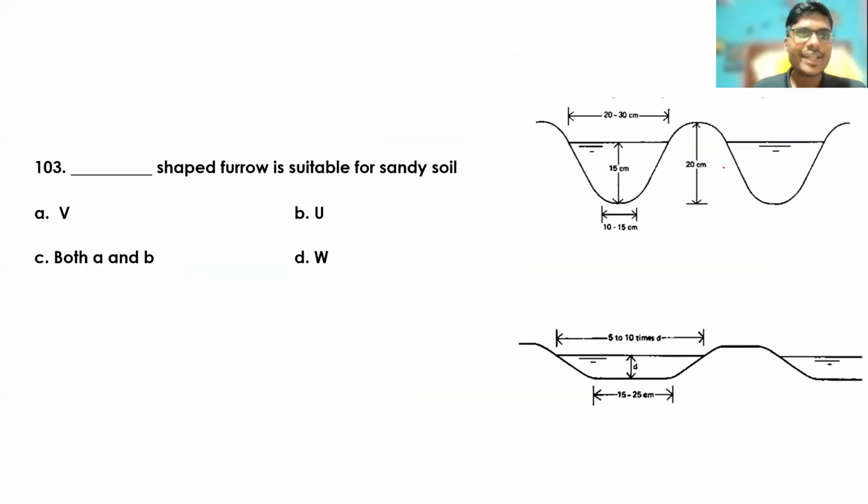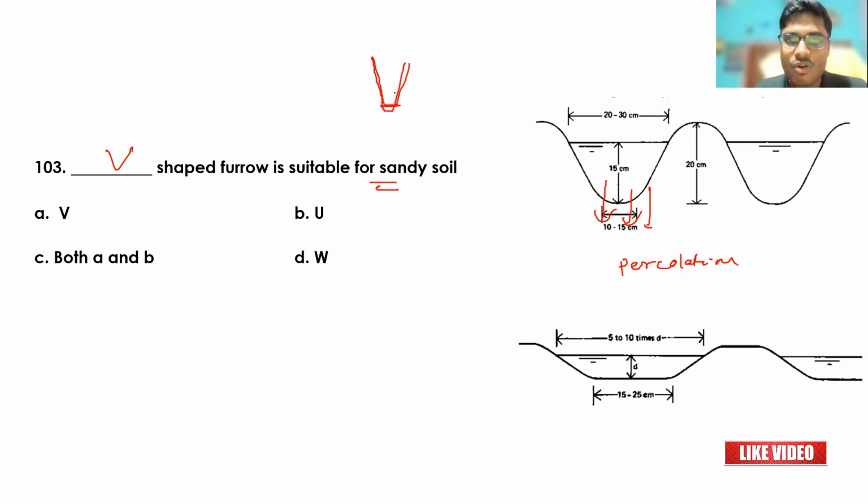Then coming to the next question: dash shaped furrow is suitable for sandy soil. V-shaped or U-shaped or W-shaped. The correct answer is V-shaped furrow for sandy soil. What is the reason? In case of sandy soil, the infiltration rate is higher, percolation loss is higher. We have already discussed that. So in case of sandy soil, the exposure of soil should not be high, because if soil is more exposed to water, then more water will be infiltrated and more percolation loss will be there. So to avoid the exposure of soil, we should have a narrow V-shaped furrow having a narrow bottom. Okay, so this is for sandy soil.